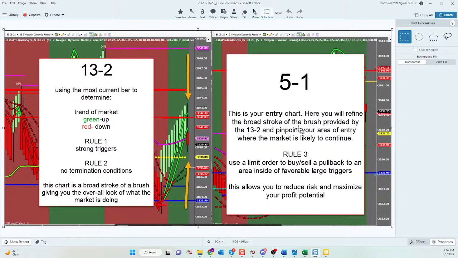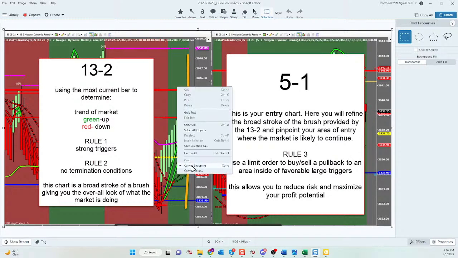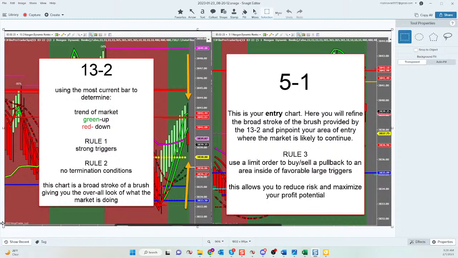and only then will I turn my attention to the 5-1 chart because this is your entry chart. This is where you're going to refine that broad stroke of a brush. You're going to pinpoint your area of entry, that point where the market is likely to continue. So rule number 3 is going to teach you to identify that area where the market is likely to continue. And by doing so, it's going to allow you to reduce your risk. It's going to let you maximize your profit potential.